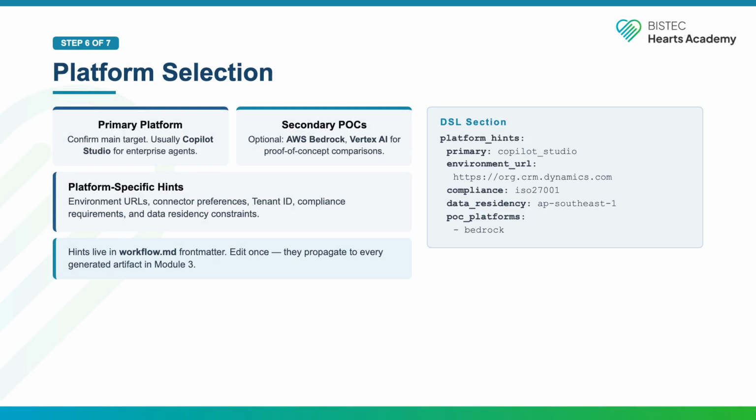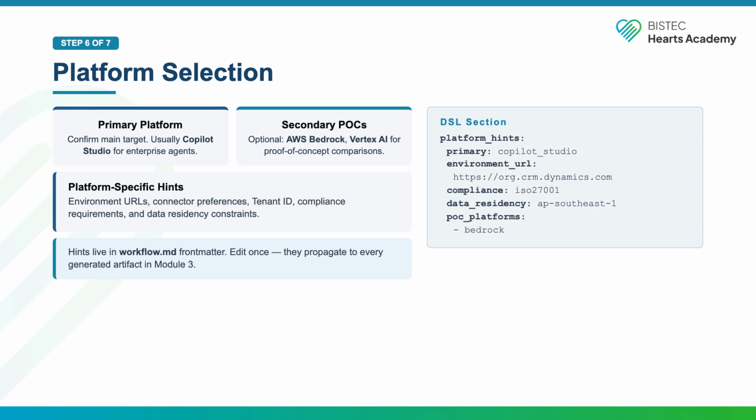Step 6 is where you confirm and capture platform configuration. Most of the time you already know what your primary platform is. You set it in Step 1. Step 6 gives you the opportunity to formalize it and add the specifics that the generation phase will need. Confirm the primary platform. For most BISTEC enterprise agents, this is Copilot Studio. If you are running a proof of concept comparison, you can also nominate secondary platforms, AWS Bedrock or Vertex AI. The generation phase can produce parallel packages for POC evaluation if you select these.